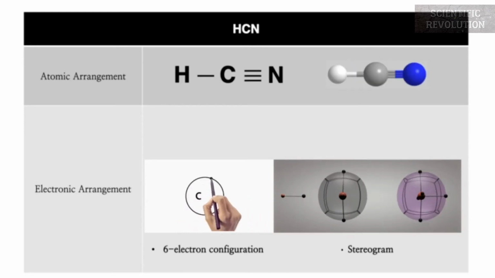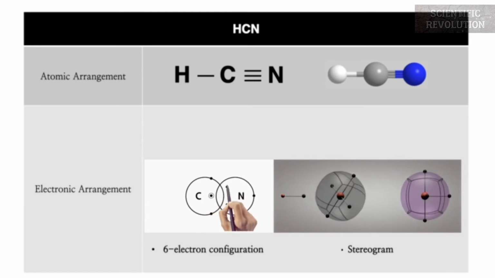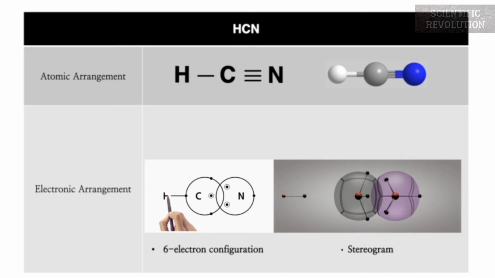HCN. In this way, each atomic nucleus is surrounded by 6 electrons and becomes stable.